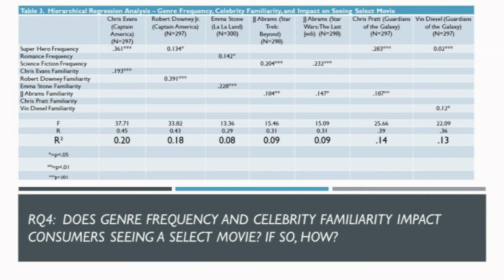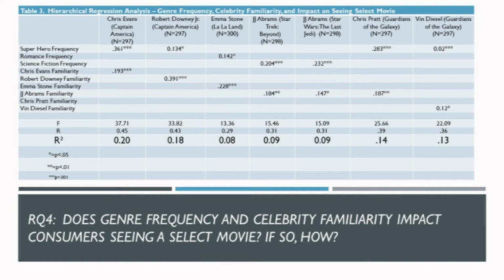Let's move along. Does genre frequency and celebrity familiarity impact consumers seeing a movie? If so, how? What we did here is look at consumer familiarity with celebrities. On the left-hand corner, you'll see superhero frequency, romance frequency, science fiction frequency. I wanted to measure consumers' frequency of genre consumption across superhero, romance, and science fiction, because those are the films these creatives were involved with.